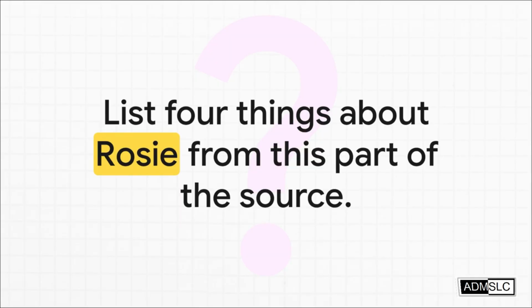Okay, so let's get into it. You open the paper, you see this question: list 4 things about Rosie. 4 marks. And you're probably thinking, phew, easy start. But hold on. Hiding in plain sight right here is one of the biggest traps on the whole paper.